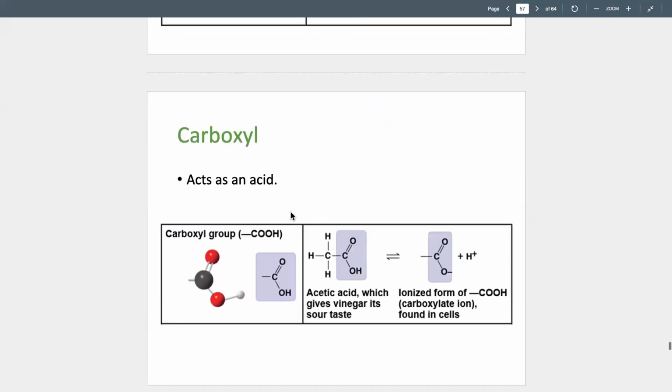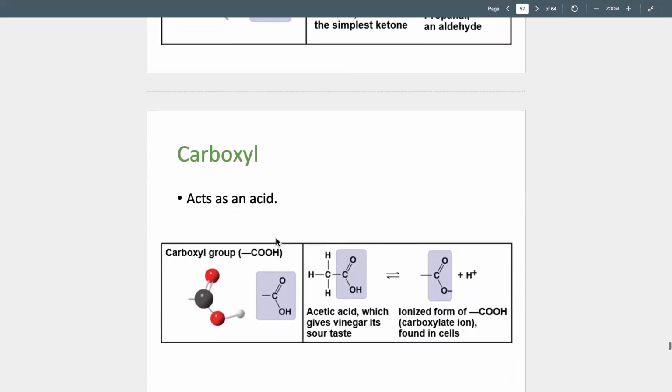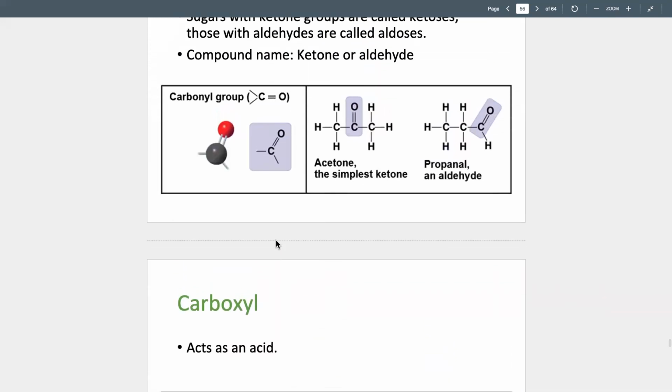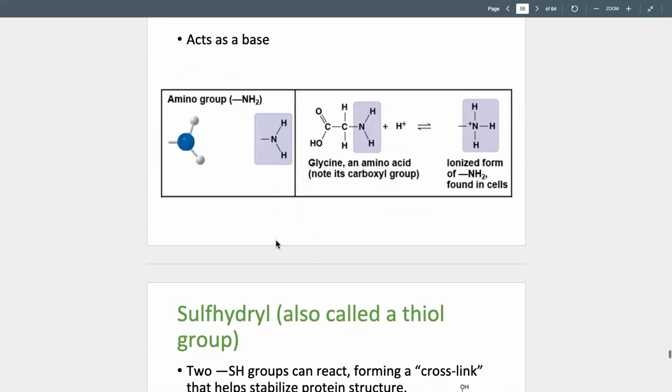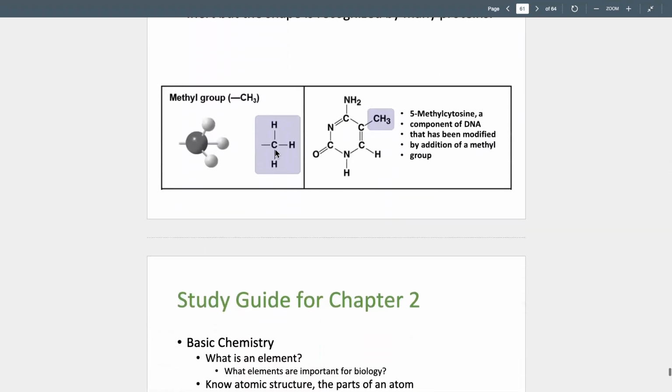Carboxyl has the OH. Carbonyl is just the C bound to O in between other C's. That's a carbonyl group. All right. And then methyl, carbon with hydrogens. It's going to be stuck out there on its own.